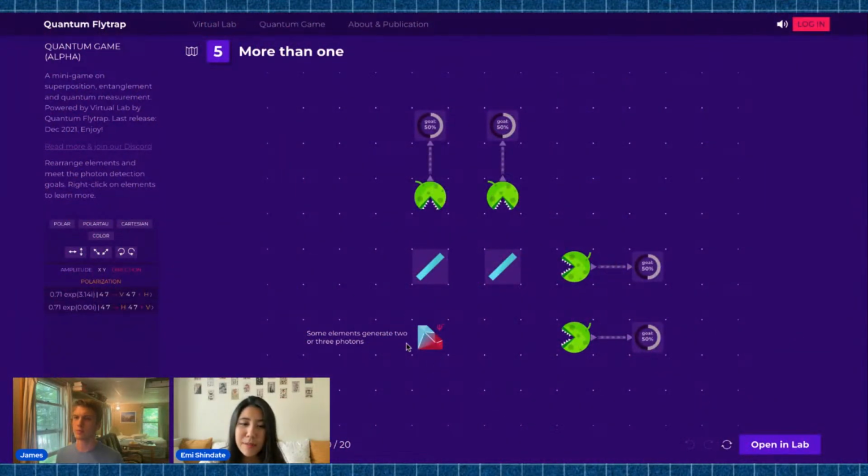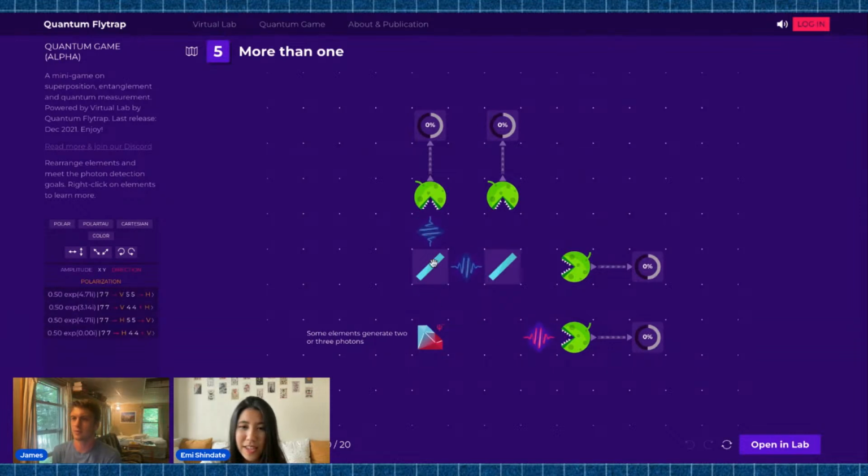Now we have some elements that generate 2 or 3 photons. All right. Oh my gosh. I'm guessing these ones must be entangled, right? Because one is red and one is blue. Or hang on. These red photons. Wait, can I restart? I'm going to restart that because I want to see what's going on.